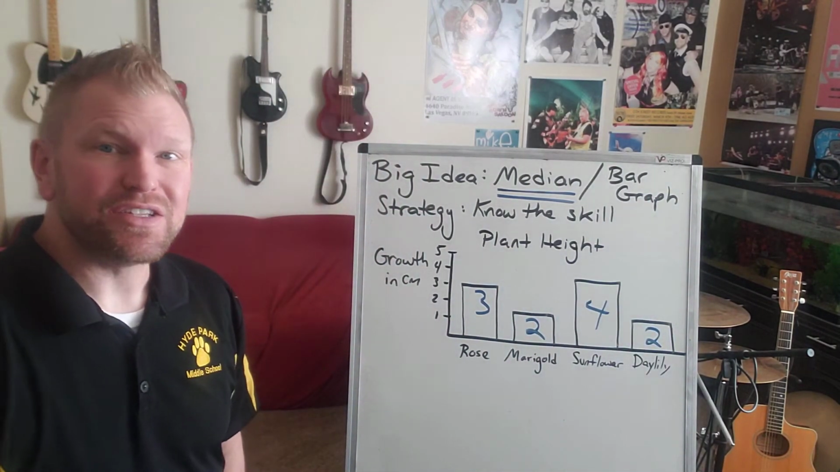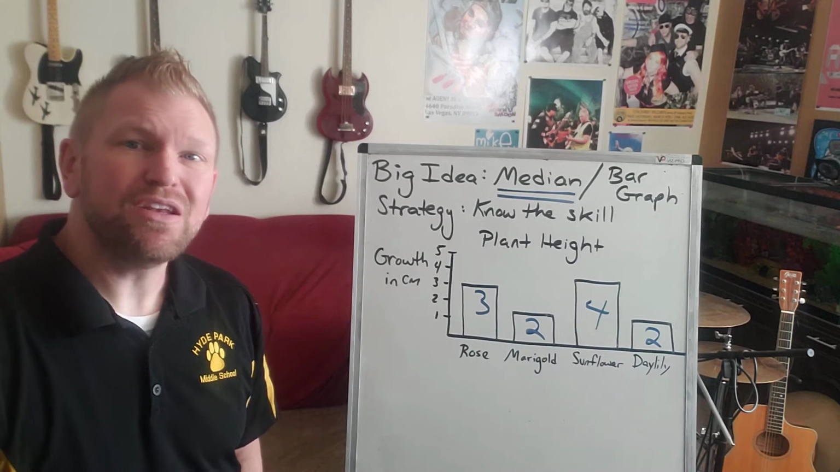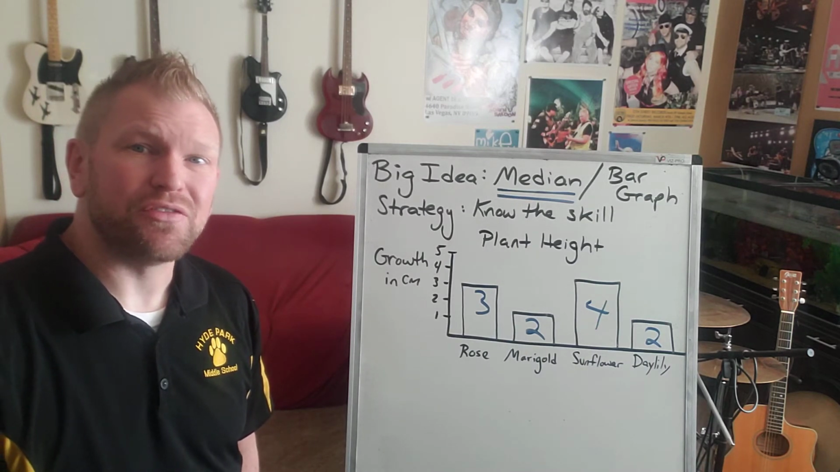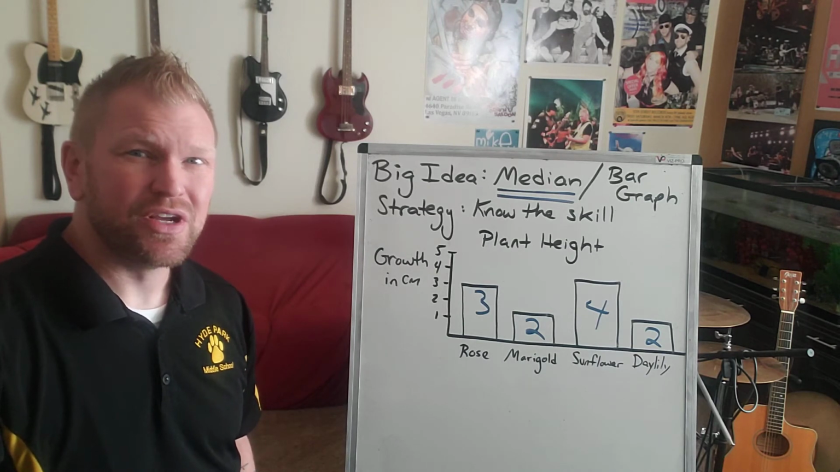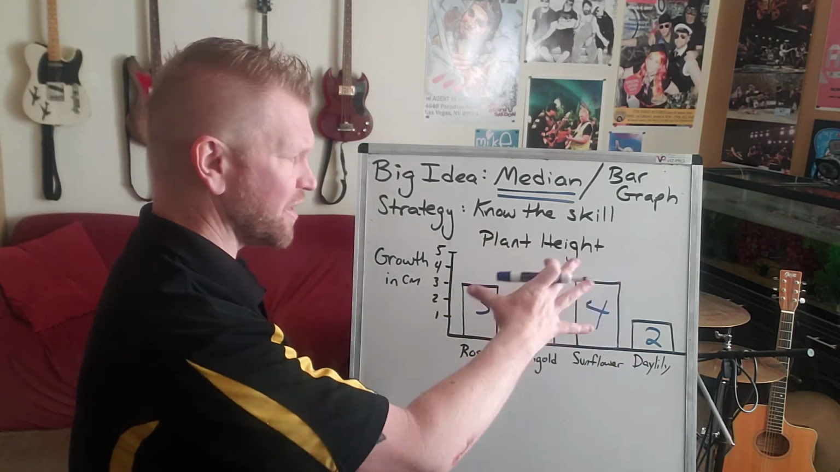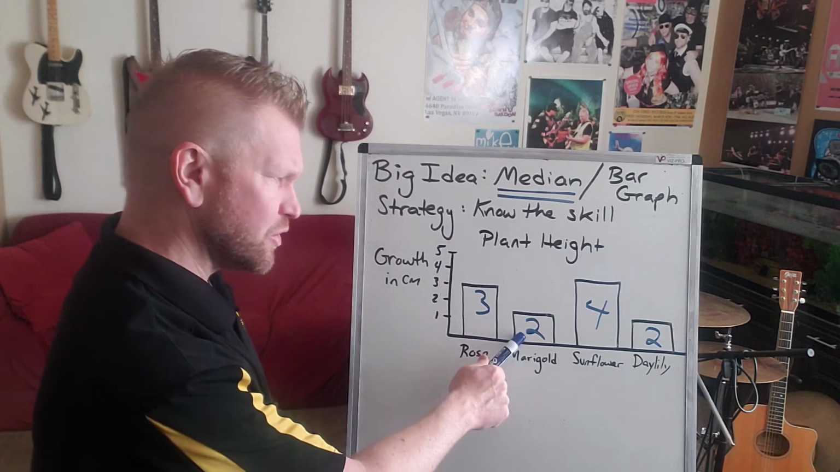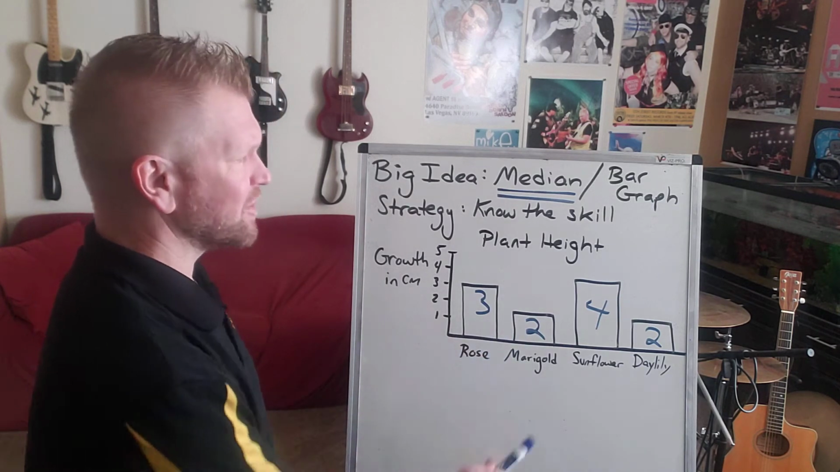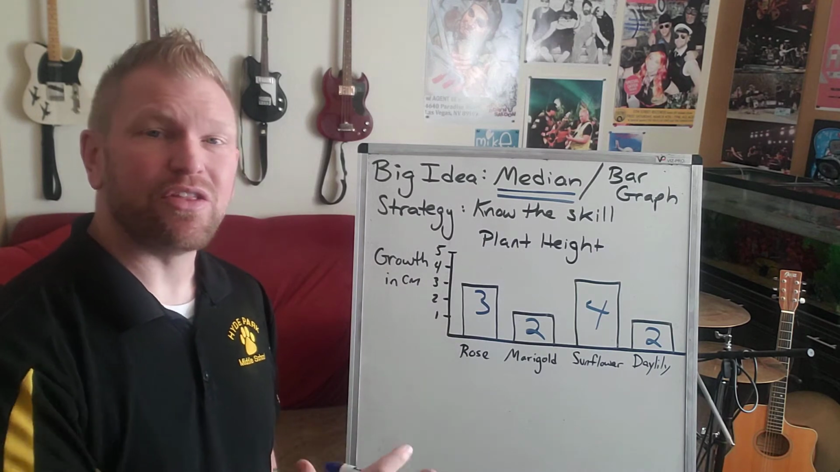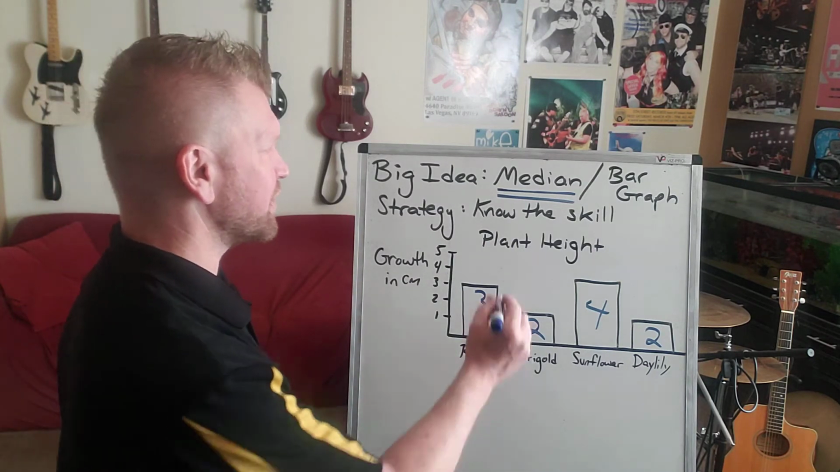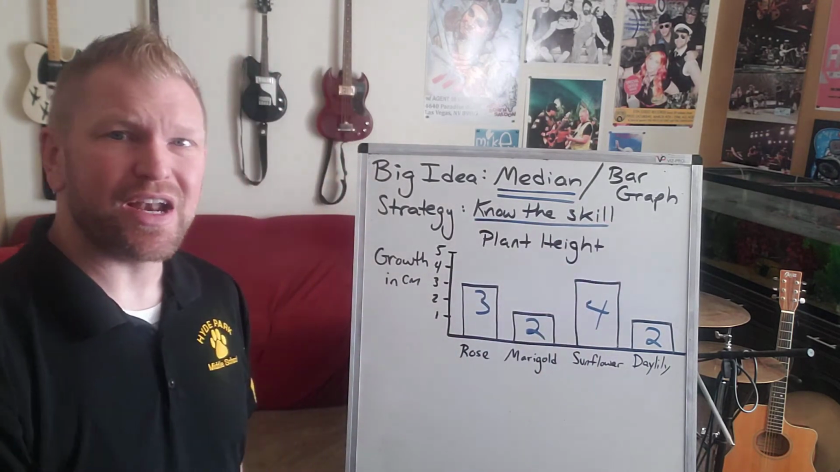Now the median is a measure of center. There's mean, median, and mode, and those are all different types of measures of center. So based on the name, a measure of center, it's going to be somewhere in the center of this data. So it won't be as low as 2, that's the lowest number in the data. It won't be as high as 4, it'll be somewhere in the center of that data. Now the way that you find the median, and again, you just have to kind of know this skill, is you put the data in order.